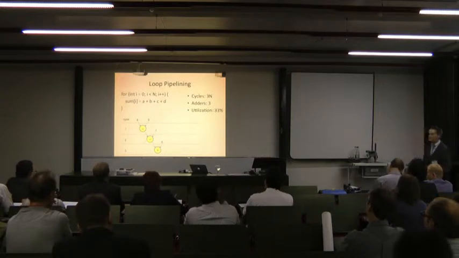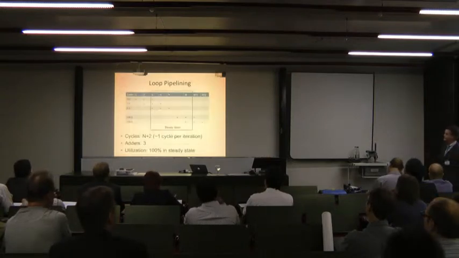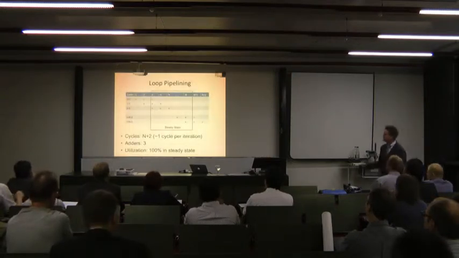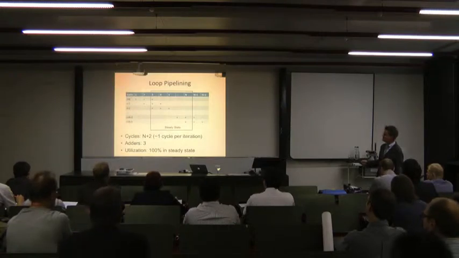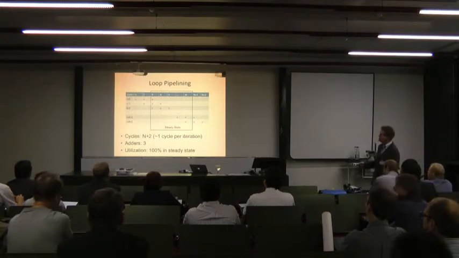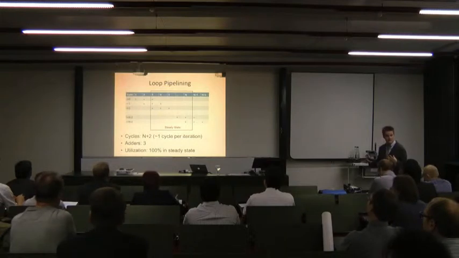Now in loop pipelining, we try to realize we could overlap the loop iterations in a way that looks like this. Say in a first cycle, we do the first addition of the 0th loop iteration. In a second cycle, we do the second addition of the 0th loop iteration, and the first addition of the first loop iteration. And finally, in the third cycle, we actually have 3 loop iterations that are in flight at once.